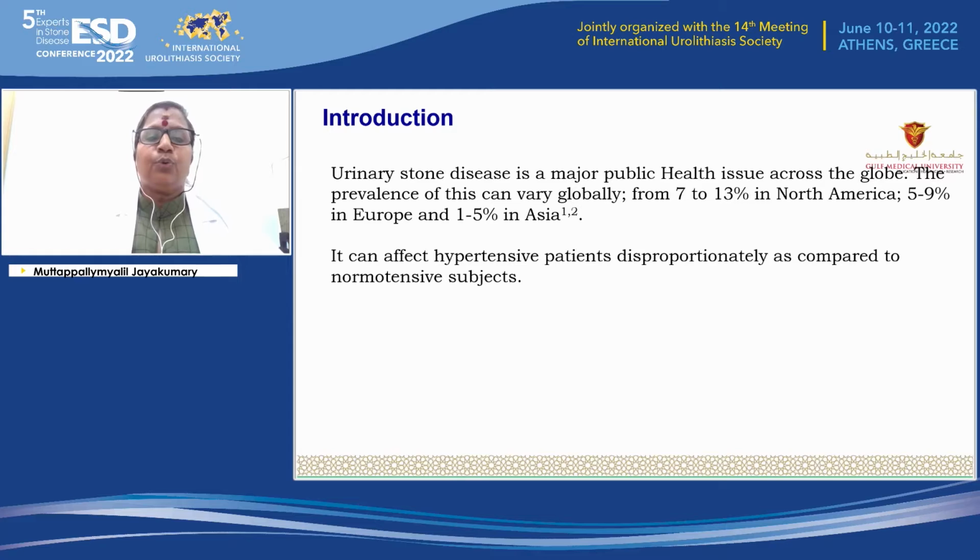As we know, urinary stone disease is a major public health issue across the globe, with prevalence varying globally: from 7 to 13% in North America, 5 to 9% in Europe, and 1 to 5% in Asian countries. It can affect hypertensive patients disproportionately as compared to normotensive subjects, and is commonly seen among the diabetic and obese population.